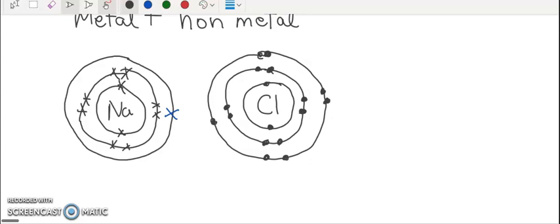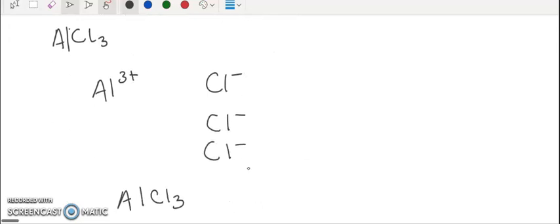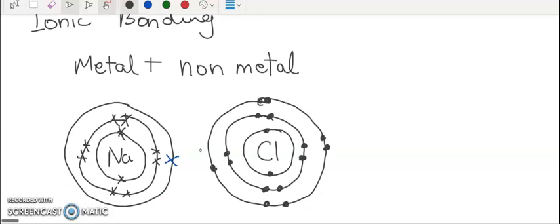So as usual, if we had done this in this type of format, we know how it would be, because there are three electrons. Aluminium has three electrons to spare. It would attract three chlorines. Here, sodium has one electron to spare. Therefore, it attracts one chlorine.